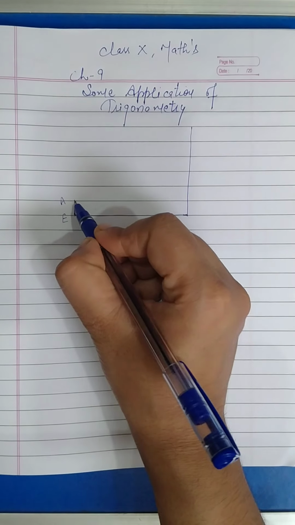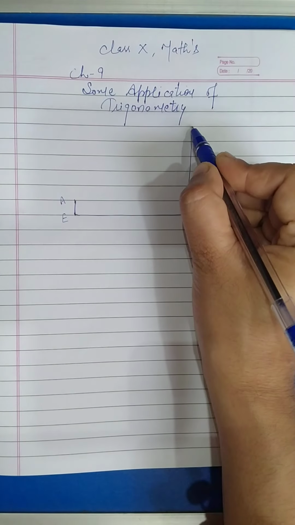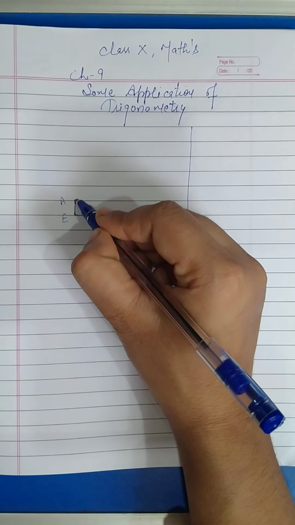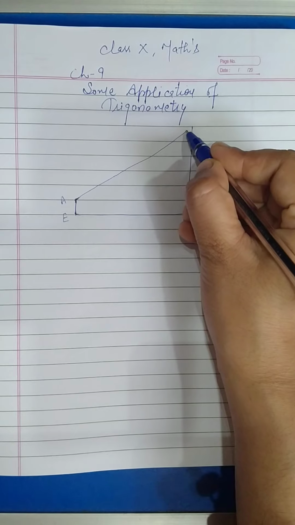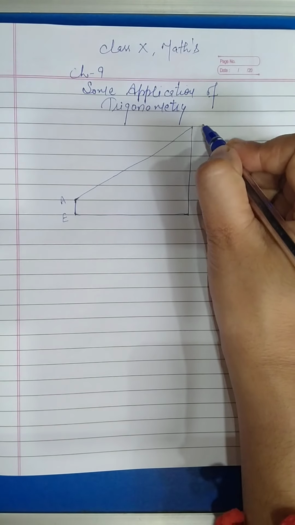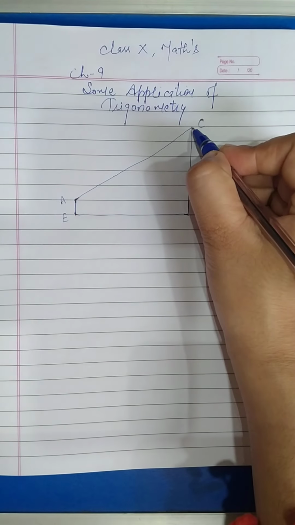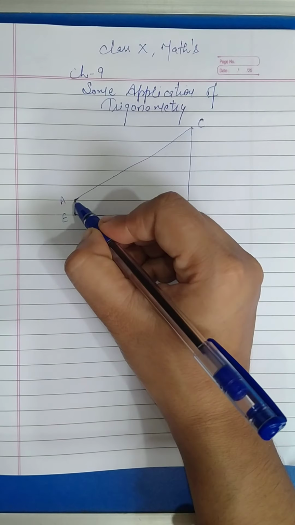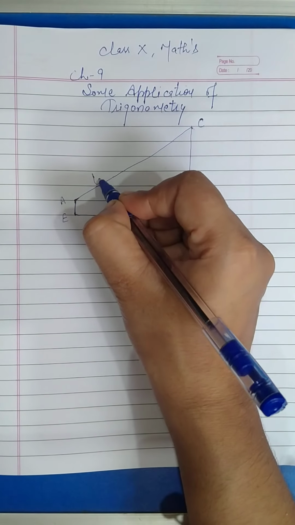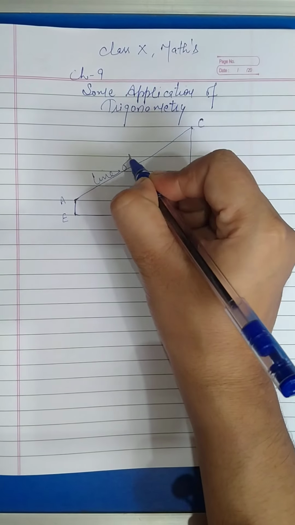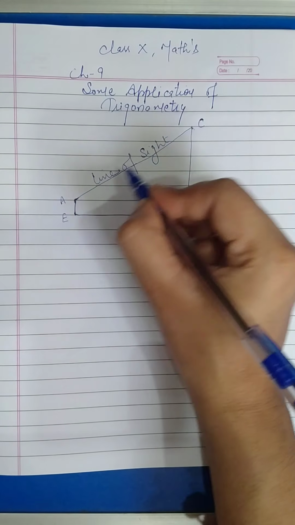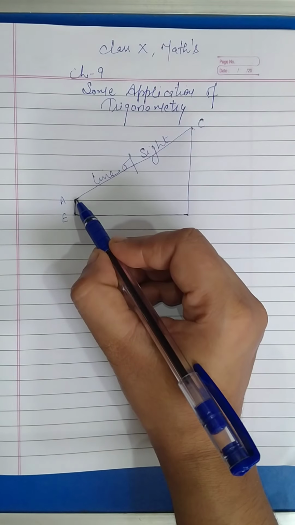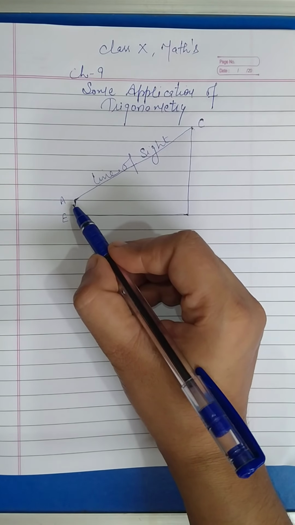and this person wants to see the top of the tower, it means the person's eye makes contact with the top of the tower. C is the position of the top of the tower. So what is the line AC? This line is known as the line of sight, because the person is looking at it. So this line is known as the line of sight.